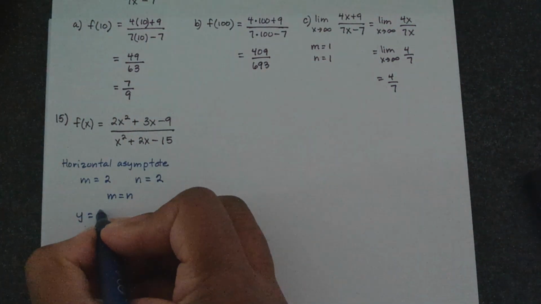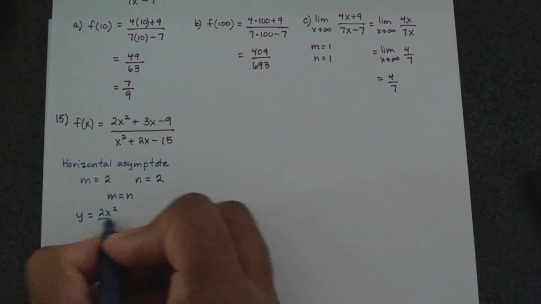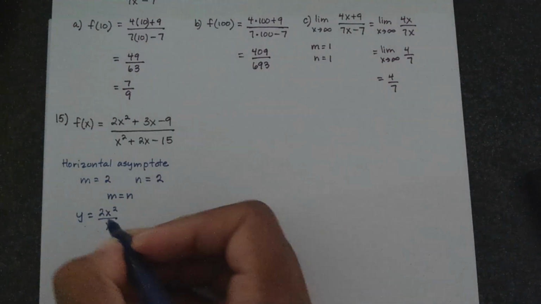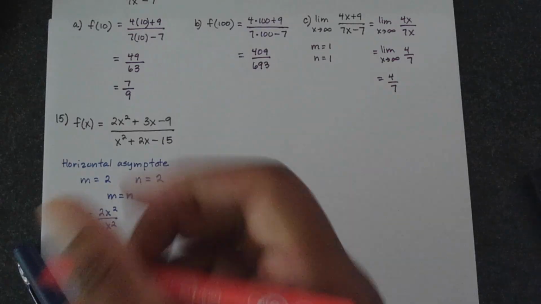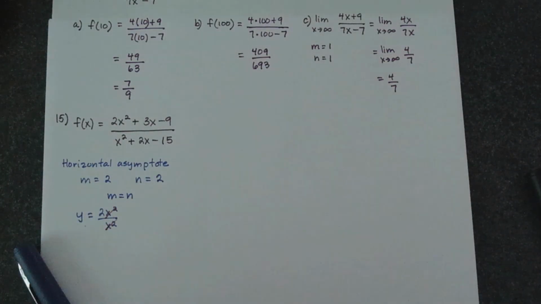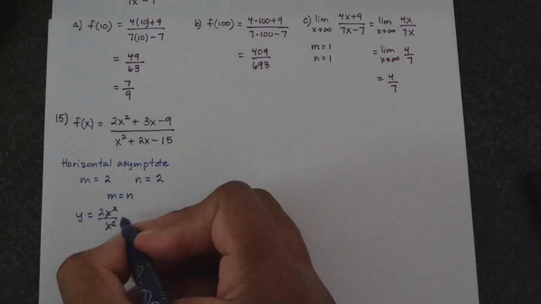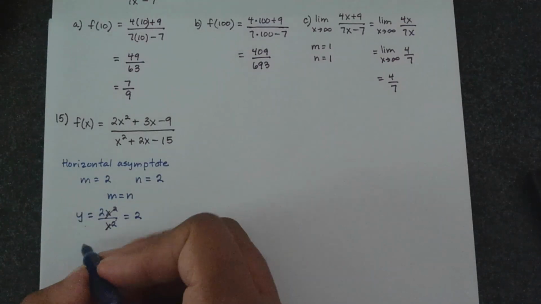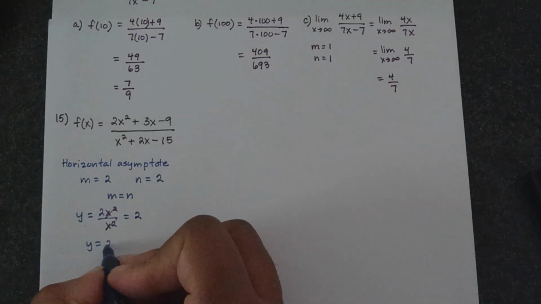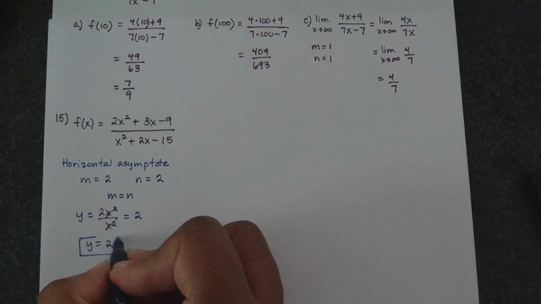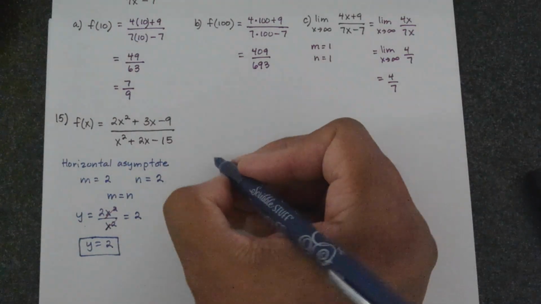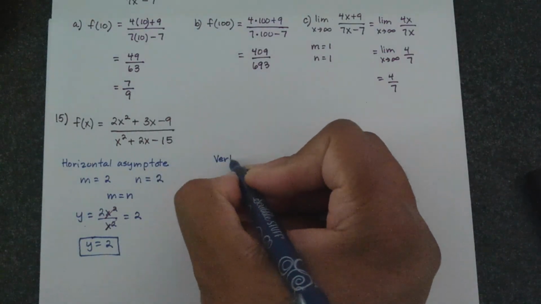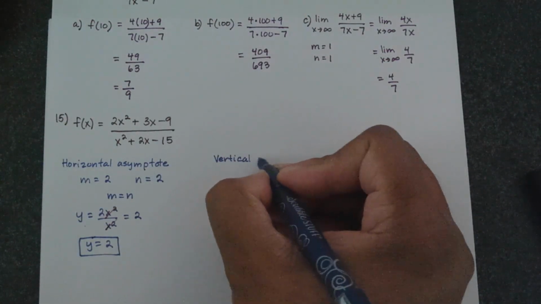So here we can look at our leading terms. The leading term is 2x squared in the numerator and x squared in the denominator, and here your x squareds divide out. So you'll be left with just 2. So the equation y equals 2 is your horizontal asymptote.